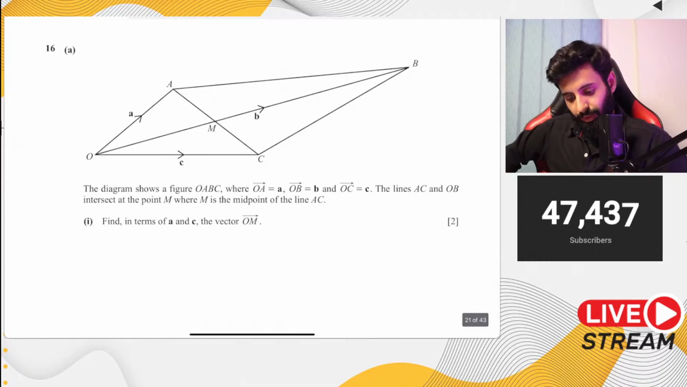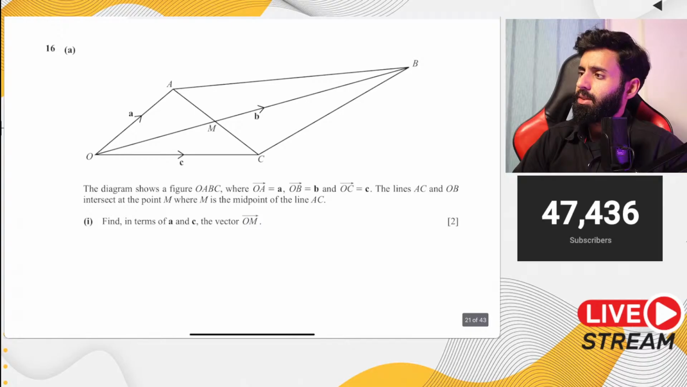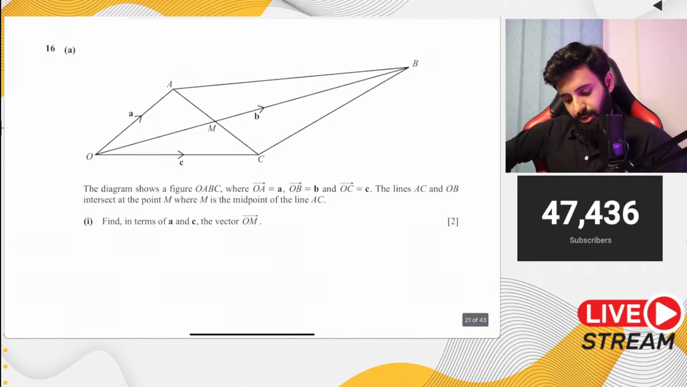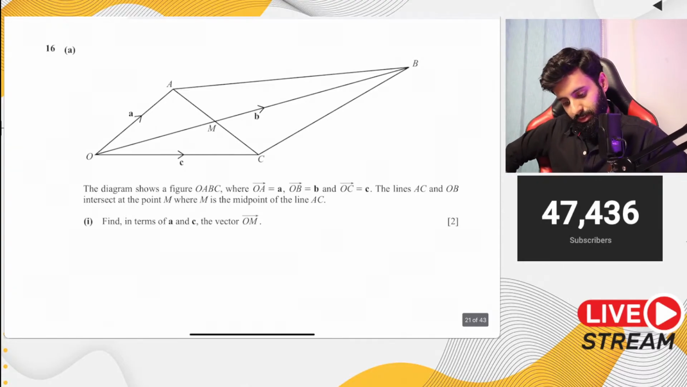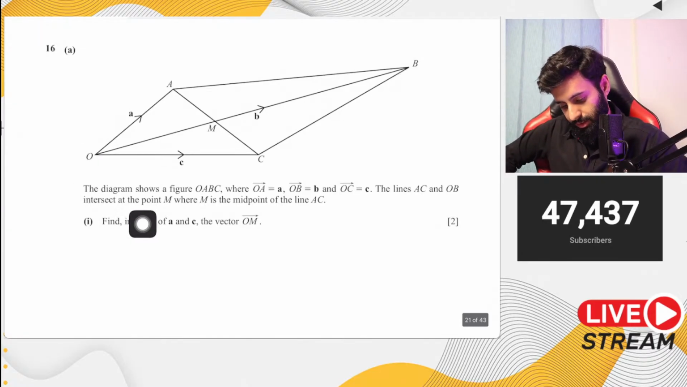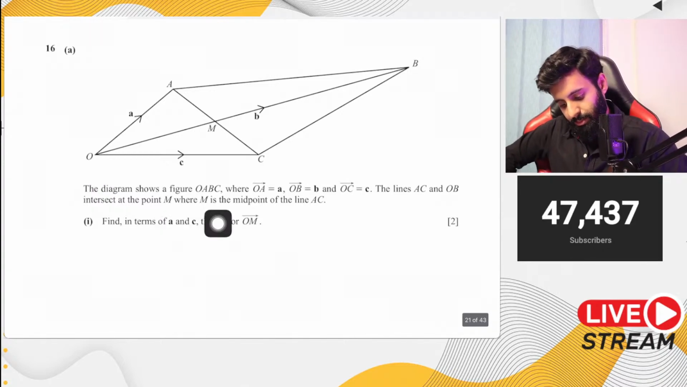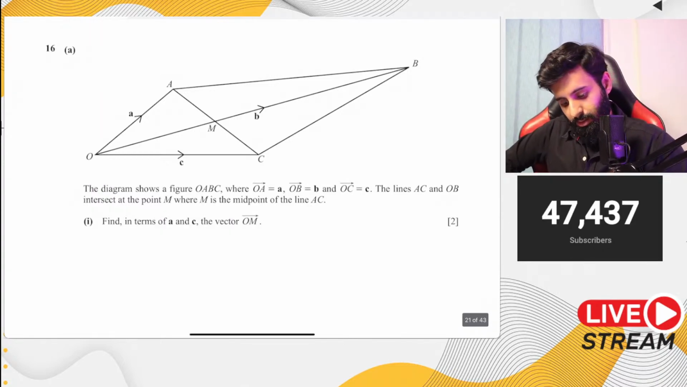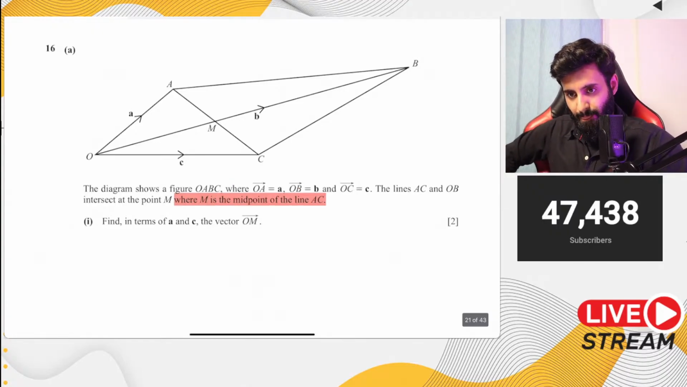Okay, now here's a question. Let's see what this says. The diagram shows a figure OABC, where OA equals A, OB equals B, and OC equals C. The lines AC and OB intersect at M, where M is the midpoint of the line AC. You'll find this worksheet in the description.